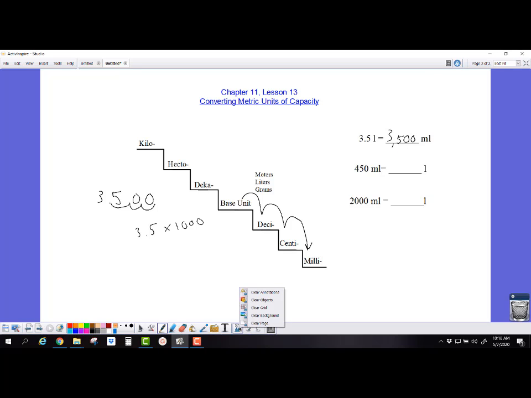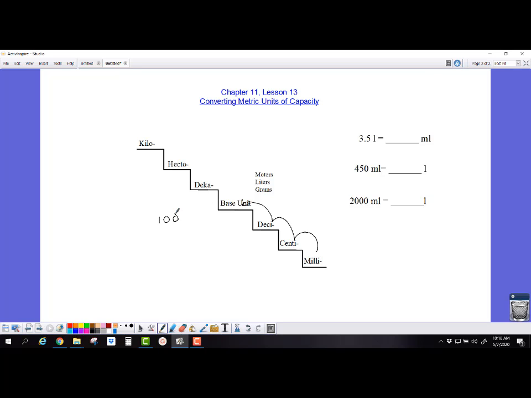Let's take a look at the next example. In the next example, we're going to start at milliliters and move to liters. So we're going to go up 1, 2, 3. So again, since we went 3 steps, that's 1,000. But this time, since we went up, we are dividing by 1,000. So 450 milliliters divided by 1,000.